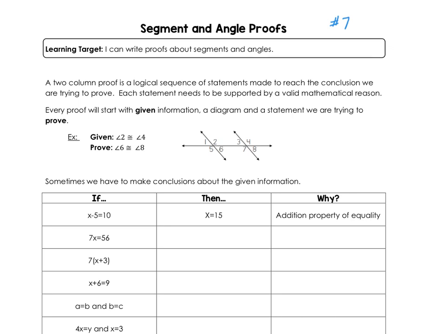Every proof starts with a piece of given information, and this we see right here. It says we're given that angle 2 is congruent to angle 4. And in this particular proof, we're being asked to prove that angle 6 is congruent to angle 8. Now, we're going to come back to the proof of this in a few minutes.